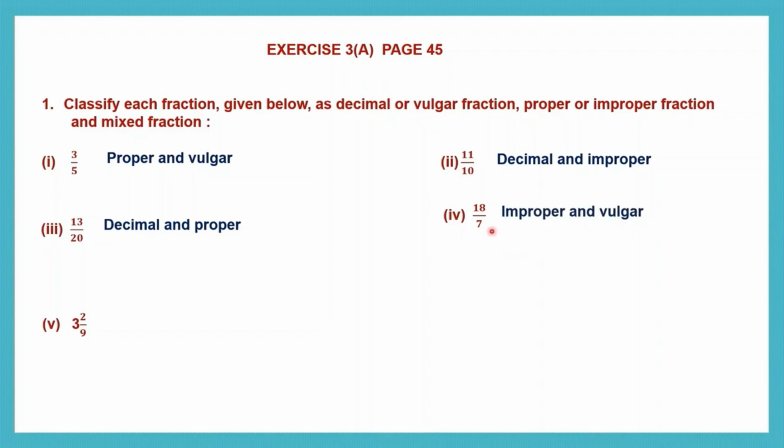Why is it an improper fraction? Because the denominator is smaller than the numerator. Why is it a vulgar fraction? Because the denominator is 7. Any fraction which has a denominator which is not 10 or a higher power of 10 is called a vulgar fraction. Next one, we have 3, 2 by 9. This is a mixed fraction because it has a natural number 3 and a proper fraction 2 by 9.